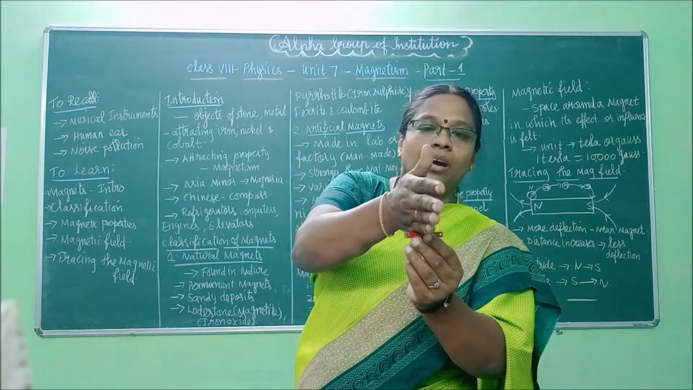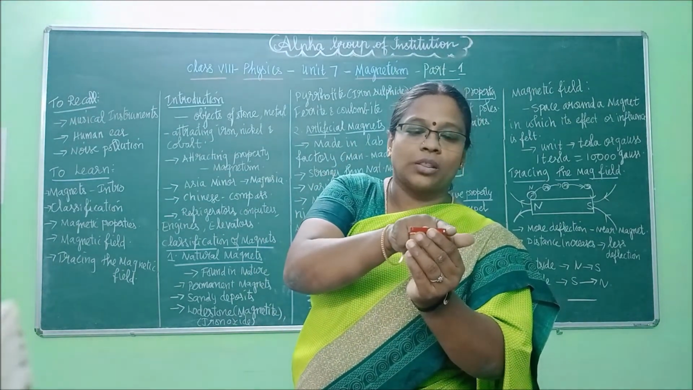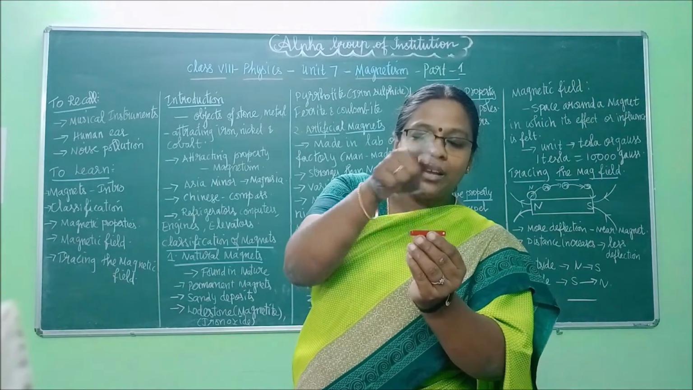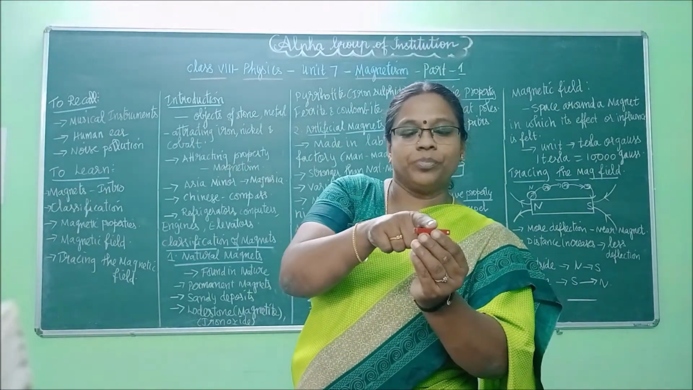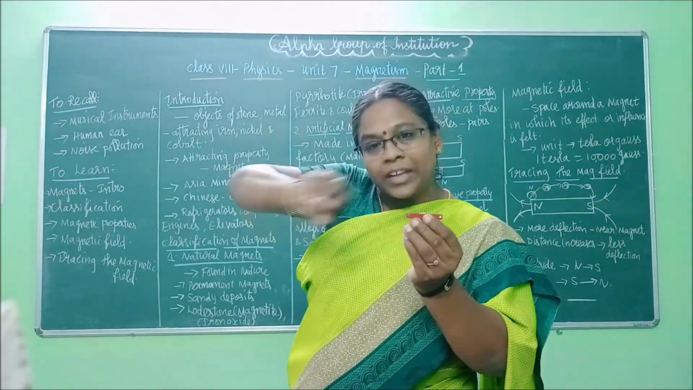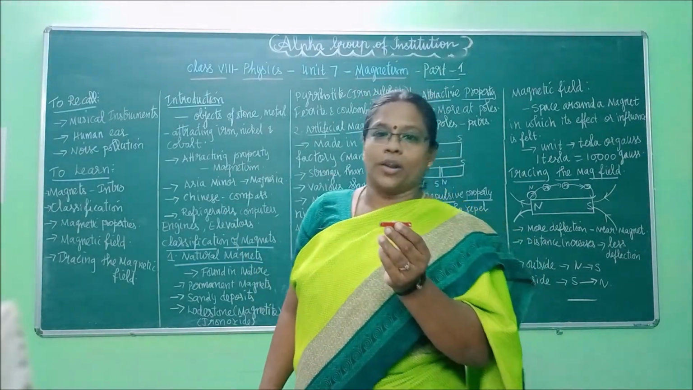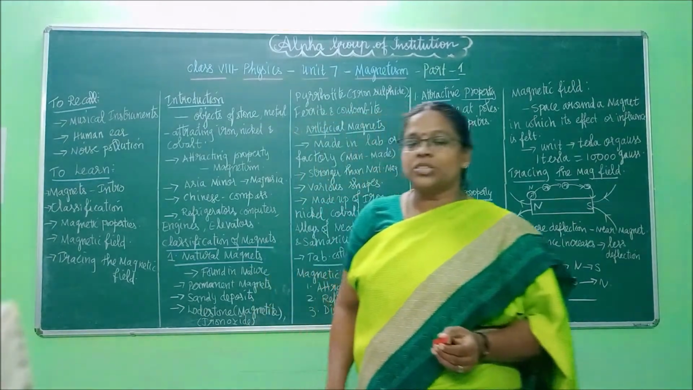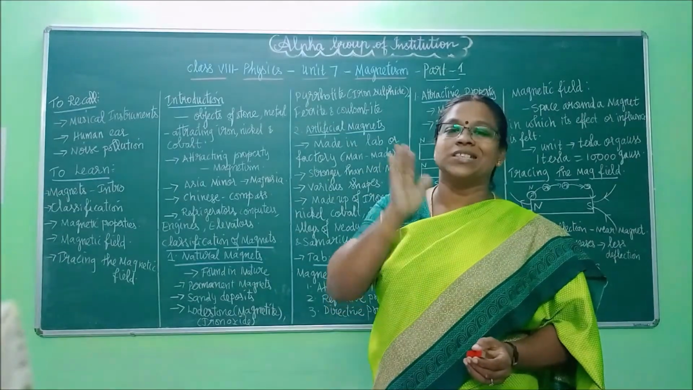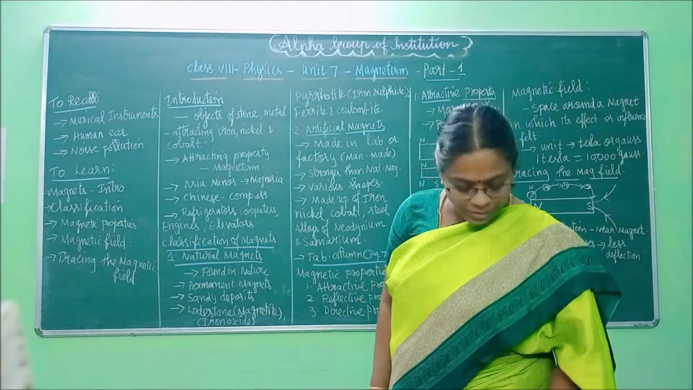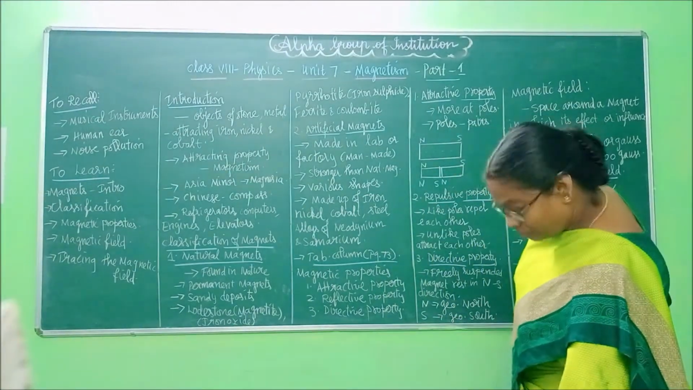When I cut here, what will happen? This is north, so automatically the cut end here will be south. And this part, this cut end is south, so automatically this end will become north. So what do you understand from this? Poles always exist in pairs. Clear, children? Next one.